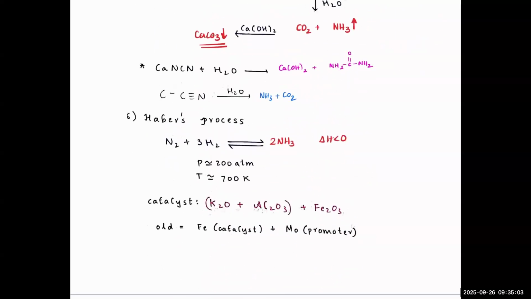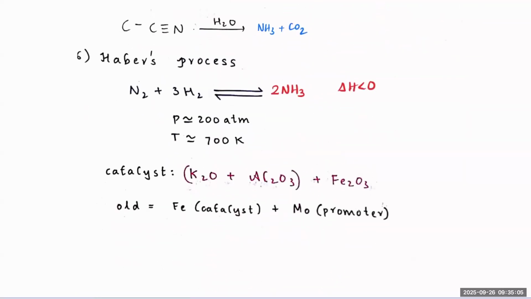Next, what is Haber's process or Born-Haber's process? If you take nitrogen and react with hydrogen, chances are it could form ammonia. But because both of them are gases, they require high activation energy for converting them into ammonia. Overall reaction is still exothermic.